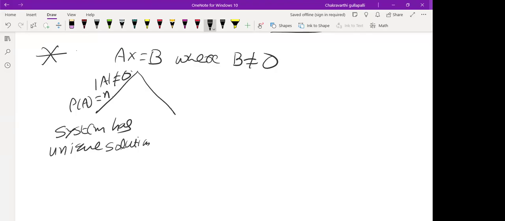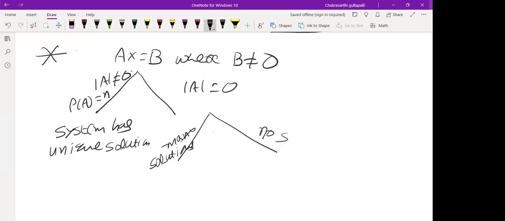Unique solution. That unique solution need not be the zero solution. If the determinant is 0, 2 cases arise. Earlier for homogeneous, we had many solutions, but for non-homogeneous, you should not conclude that. It may be either many solutions or it may be no solution.